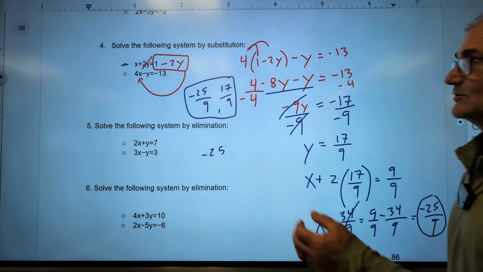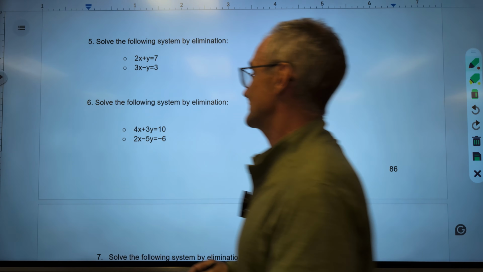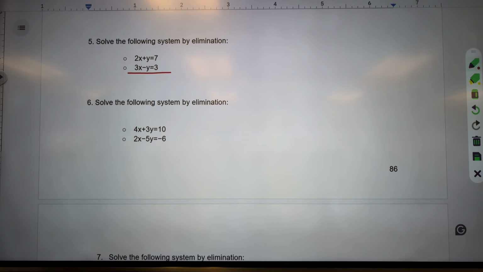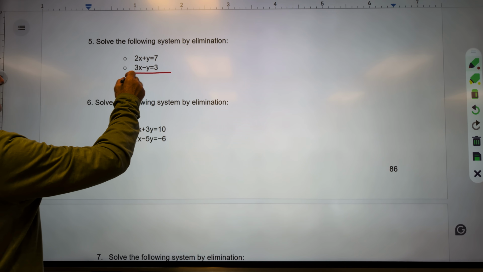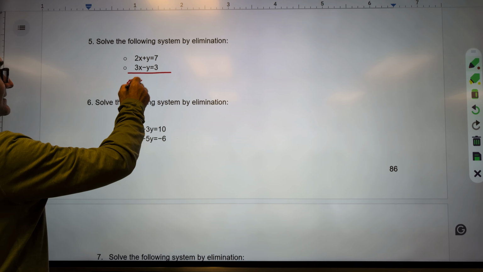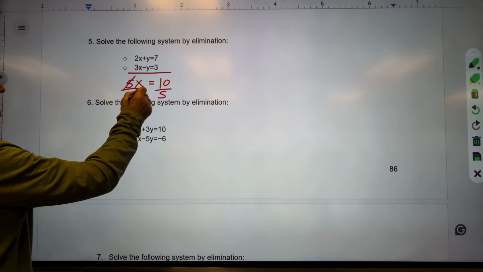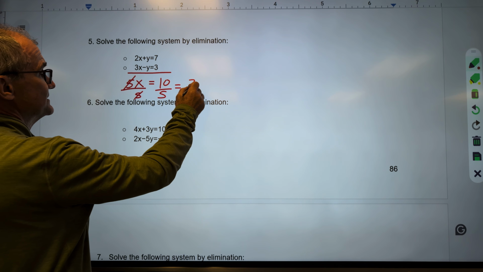Okay, number 5 here, solve the following system by elimination. That means I'm going to add or subtract. I could do that right away without modifying them. I could just add straight down and my y's will cancel out. 2x and 3x is 5x. y and negative y cancel. 7 and 3 is 10. Divide both sides by 5. x by itself, x is equal to 2.